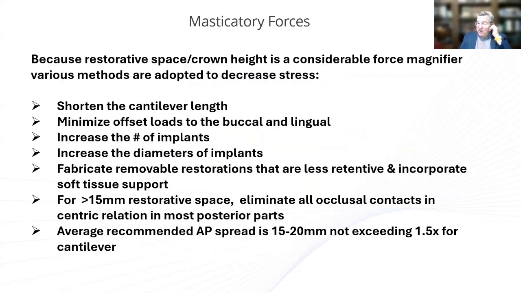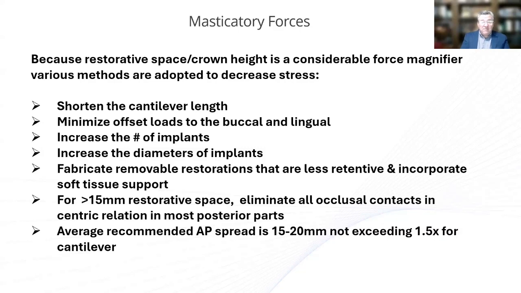Because the restorative space in the crown height is a considerable force magnifier. So you imagine we have distance here, we have length, and everything we do up here is magnifying down here. So it's a force magnifier. Various methods are adopted to decrease that stress. So these are ways that we can decrease the stress according to Mish.